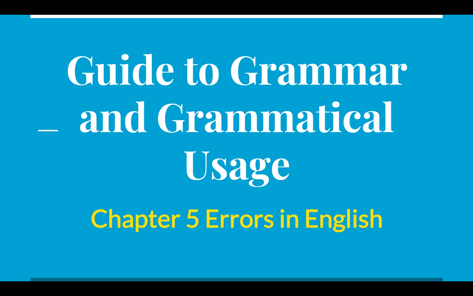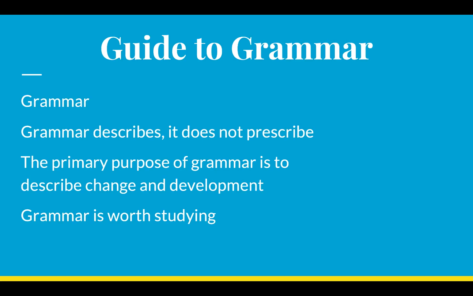This is A Guide to Grammar and Grammatical Usage, Chapter 5, Errors in English. Okay, so this is one of those necessary evil kind of lectures. So the chapter argues that grammar isn't boring, it's a means to an end. For this class, understanding grammar rules is essential to constructing your paper. But as far as grammar rules, they are kind of boring.